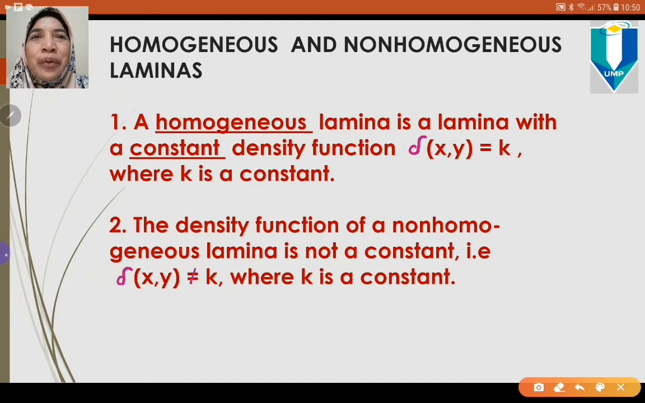Before you know how to find the centroid of lamina, let's look at the meaning of homogeneous and non-homogeneous lamina. A homogeneous lamina is a lamina with constant density function. That means the density function delta xy is equivalent to k, where k is a constant. Whereas for non-homogeneous lamina, the density function is not a constant. That means delta xy is not equivalent to k.